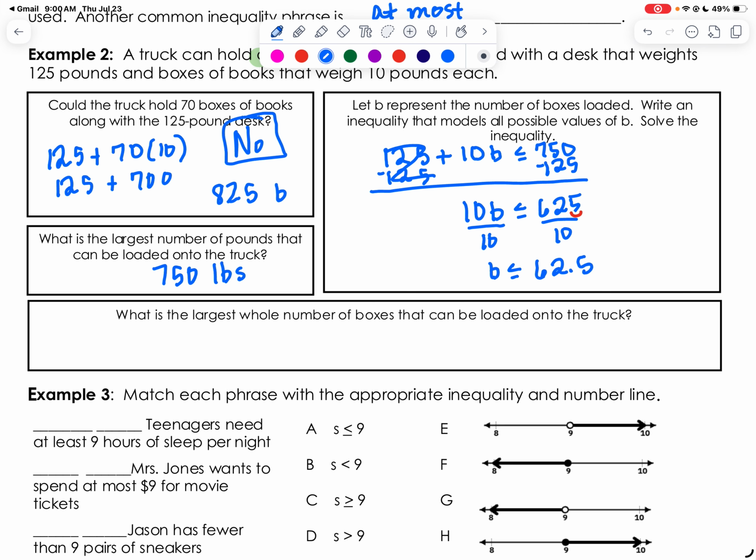So what is the largest whole number of boxes that could be loaded onto the truck? Well, that would have to be 62. We could not use 63 because the inequality told us that the number of books had to be less than or equal to 62.5. So you would not want to round up here. We're going to go with 62 boxes. All right.